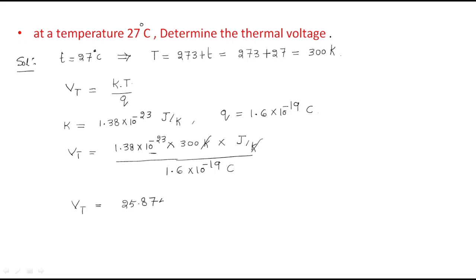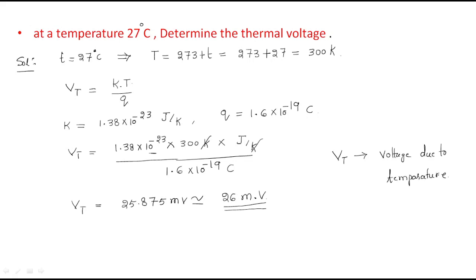By doing this we get the thermal voltage equal to 25.875 millivolts. Approximately we can write this as 26 millivolts. It is a considerable value in the case of diodes, because diodes have low ratings, as it is an electronics subject. In electrical terms this is not a big rating, but in electronics it is. That's why the thermal voltage is very important. Thermal voltage means voltage due to the temperature. Temperature will affect the voltage.